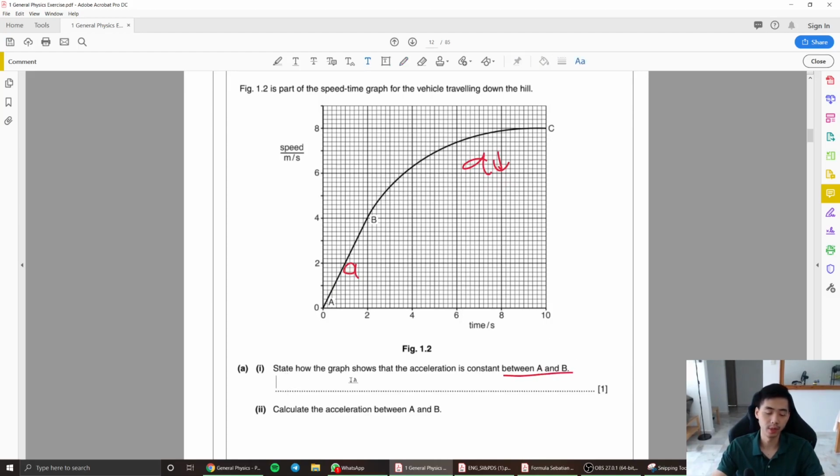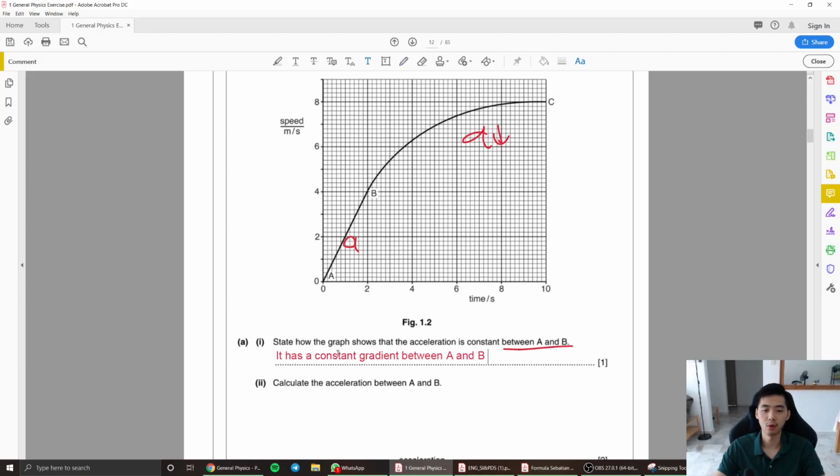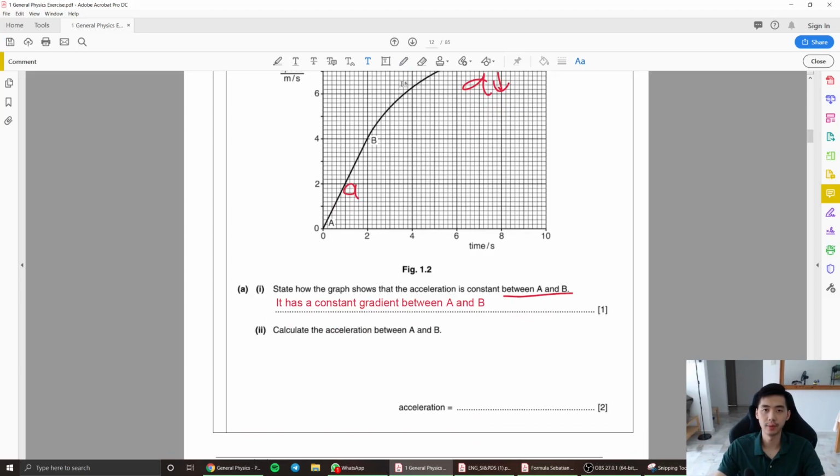Very straightforward. It has a constant gradient between A and B. Very easy. After that, calculate the acceleration between A and B. The acceleration should be a equals v minus u over t. In this case, the final velocity will be 4 minus 0 divided by a total time of 2. You're supposed to get 2 meters per second squared.